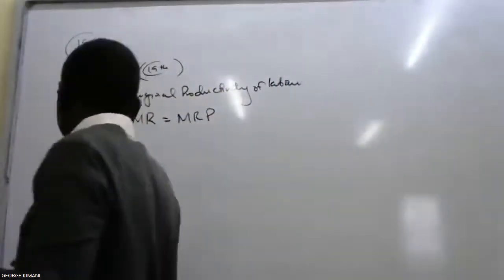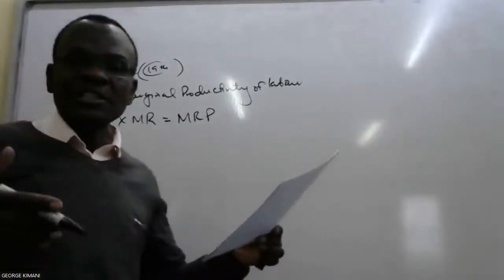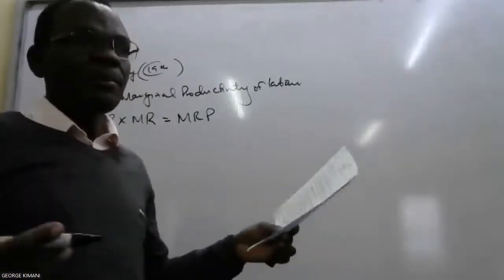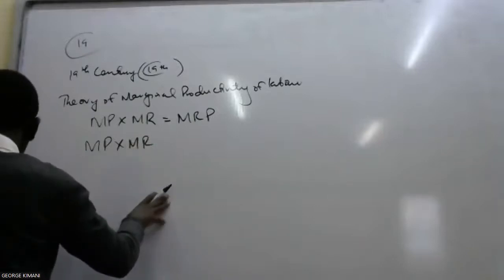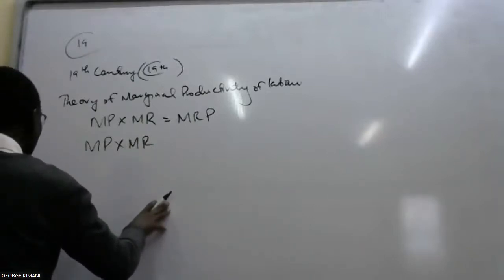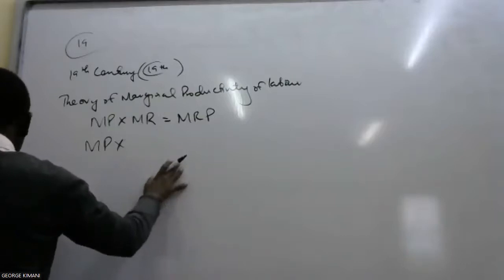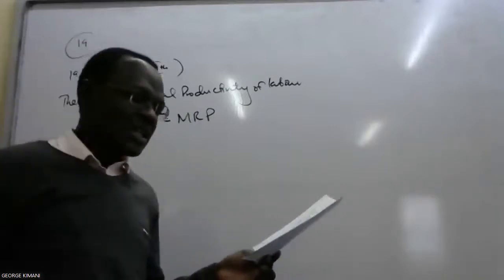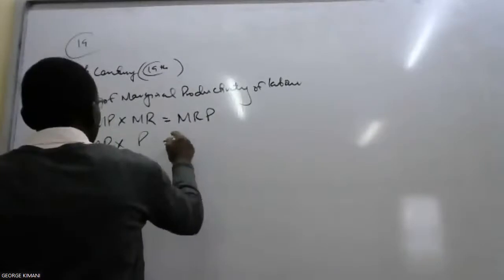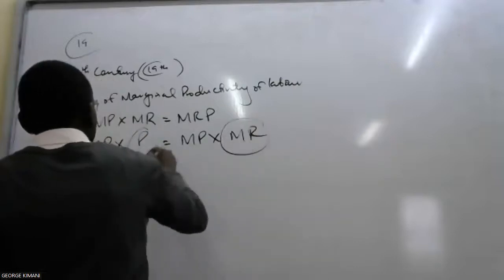In other words, the marginal product is the addition to output as a result of employing one more unit of labor. If you multiply by the marginal revenue of that product, the marginal product multiplied by the price, the price is the wage rate of the variable factor, that should still give me marginal product and the marginal output. So this and this are the same.